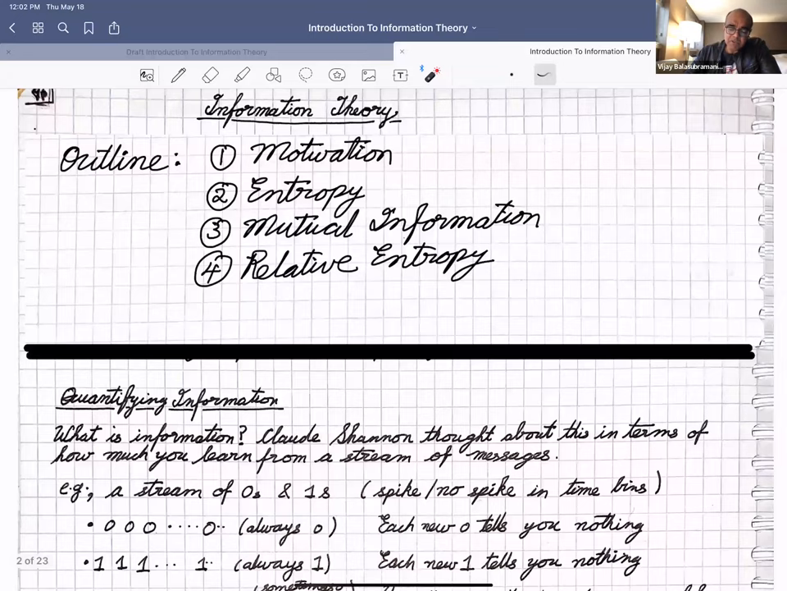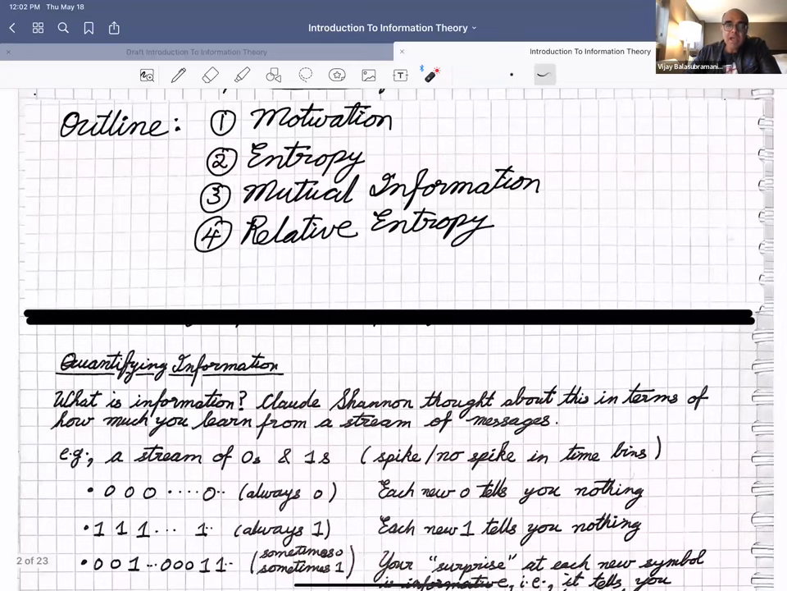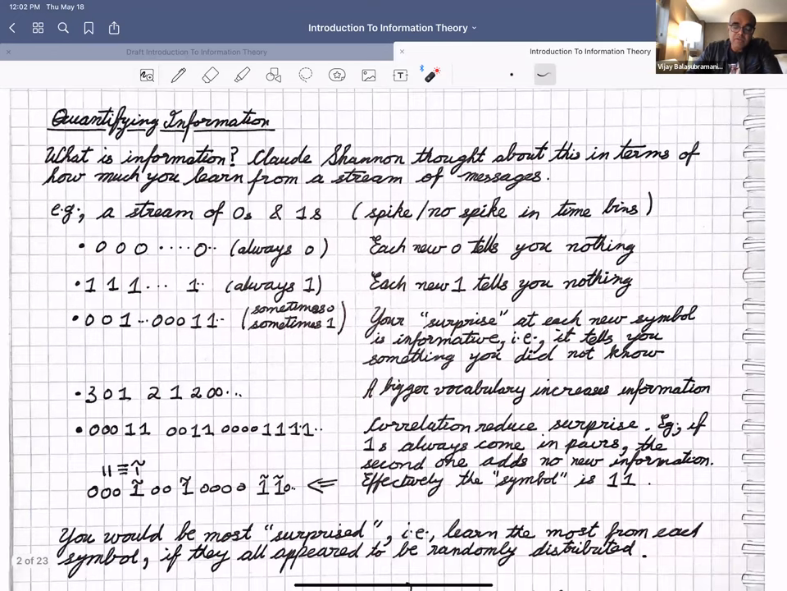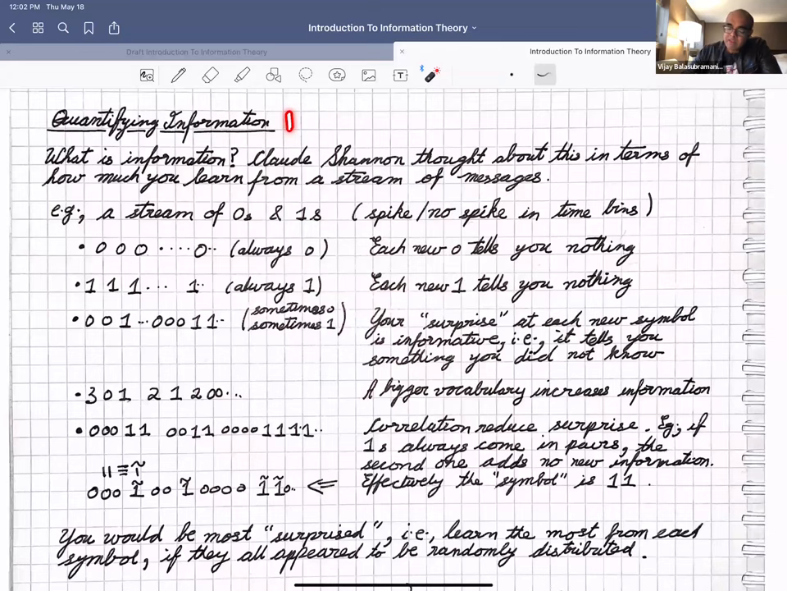So let me begin with the first part, which is the motivation. Our motivation is to quantify the notion of information. So you could ask the question, what is information? And the foundation of this topic is the work of Claude Shannon, who thought about this in terms of how much you learn from a stream of messages.